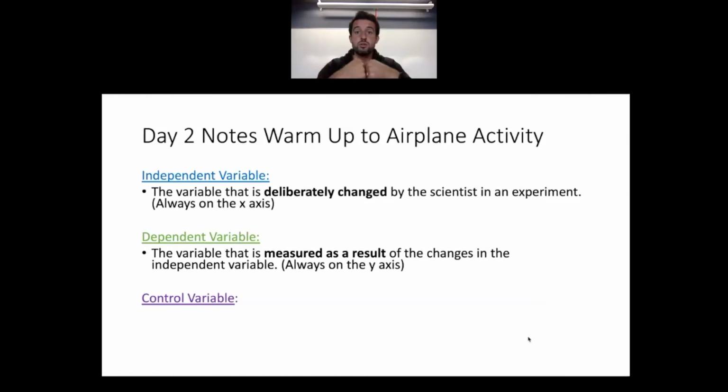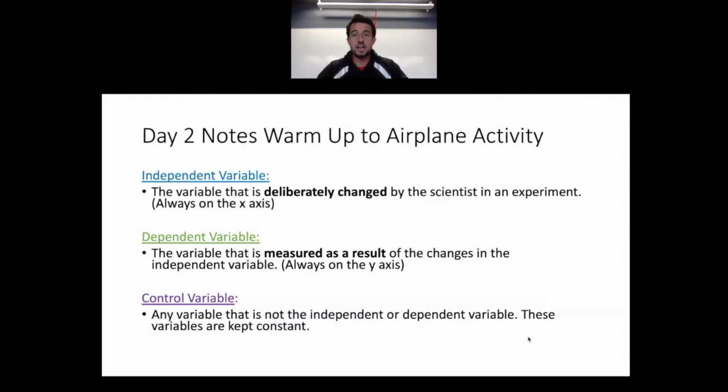So if you're measuring volume, volume's your dependent variable, right? So maybe you're measuring the volume of gas as temperature changes. Temperature is the thing you're slowly increasing, you're slowly heating up a gas, and then you're measuring the volume as a result. And then a control variable is anything else.